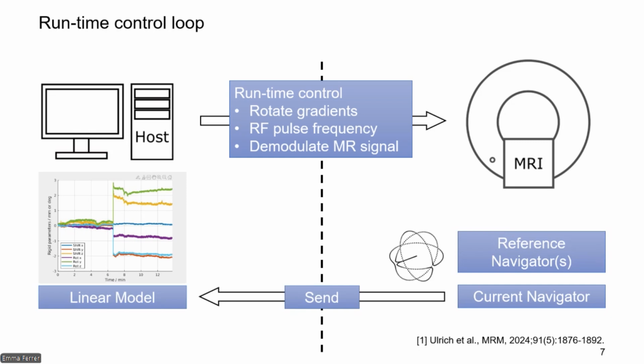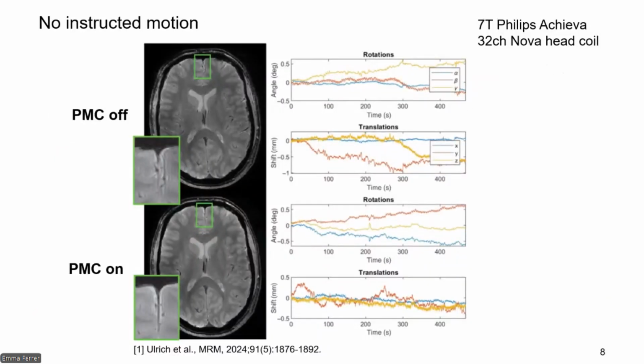And the nice thing about the runtime control is that we have a linear model, and the runtime control that we adapted the whole time keeps the current navigators close to the reference navigator, and that makes the linear model stay valid over time, although we have quite some time and motion passing.